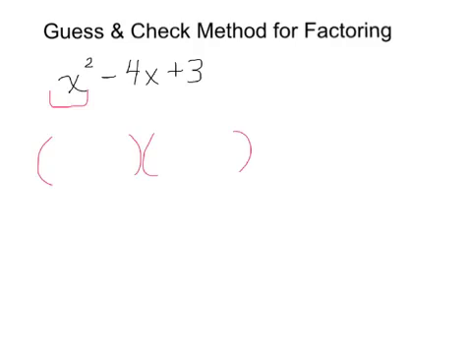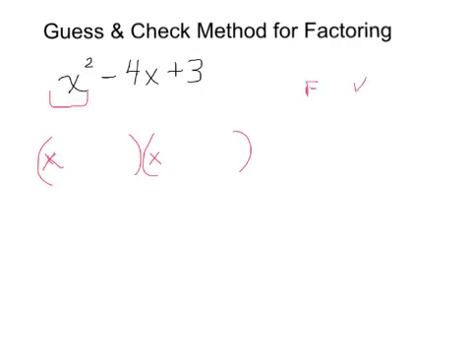Now there are times where using a guess and check method for factoring does become a little bit quicker, especially if it's x squared minus 4x plus 3. Using the idea that the first terms need to multiply to give you this x squared, the only way of getting it is if it's an x times an x. So I've got pretty much my first term.